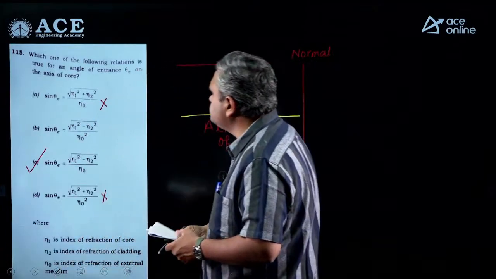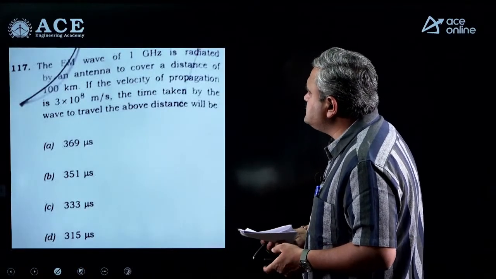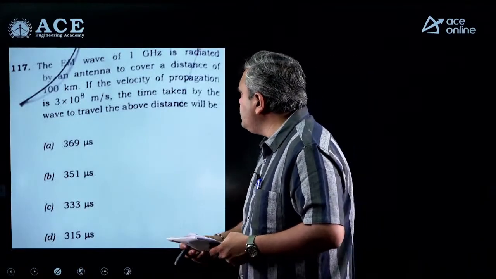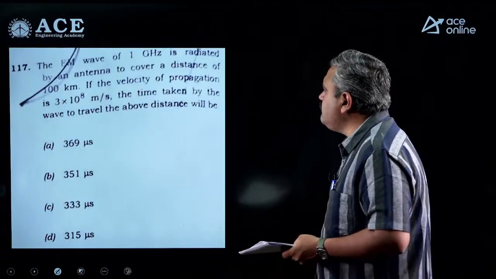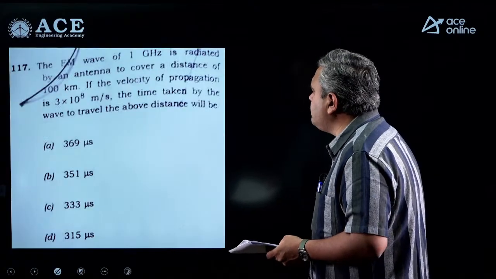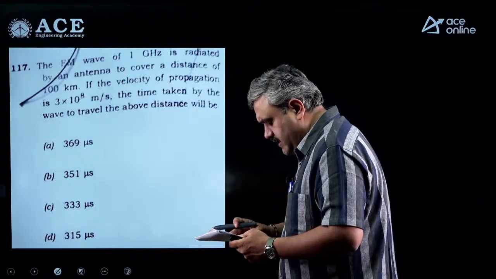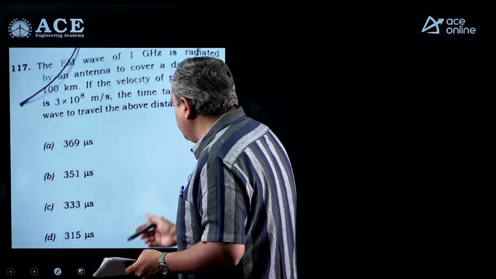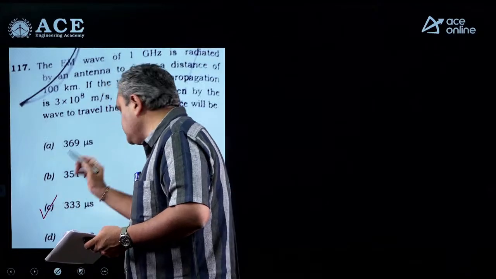Next. An FM wave of 1 GHz is radiated by an antenna to cover a distance of 100 kilometers. Same model, velocity of propagation is given. What is the time taken by the wave to travel the above distance? So if you use the same logic that you have used earlier, approximately it will be 333 microseconds. Direct question. Okay.